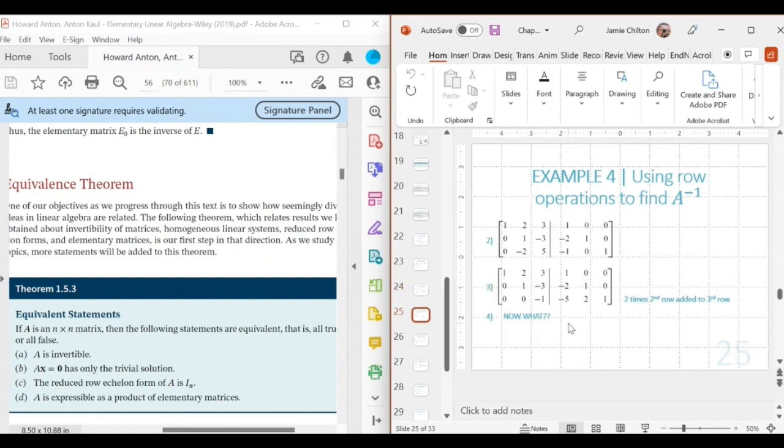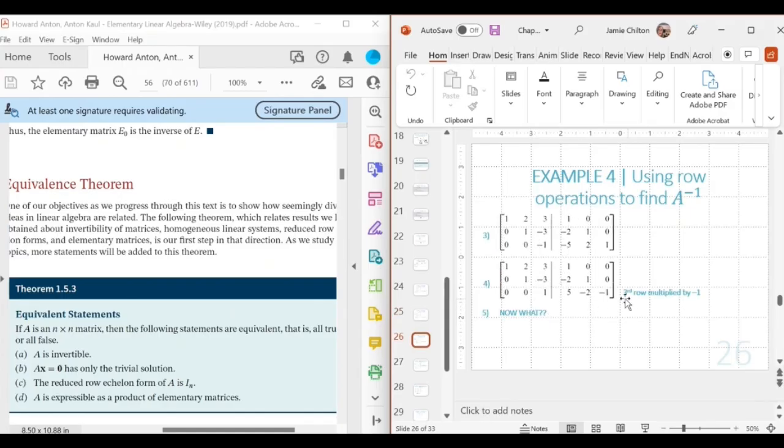So boom, now we start to get this. See how, once again, the identity matrix on the right changed again. See how we're going towards reduced row echelon form for that original A on the left. Now what would we do? Yeah, you multiply that bottom row by -1. So now we get this.